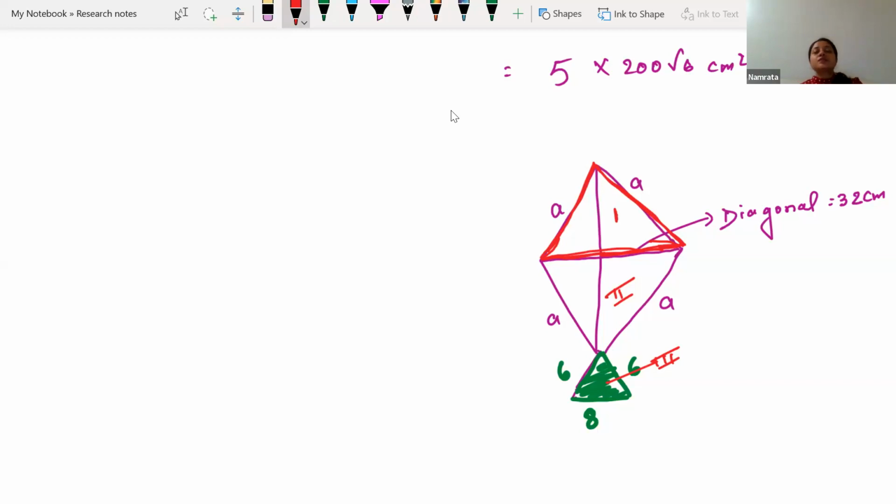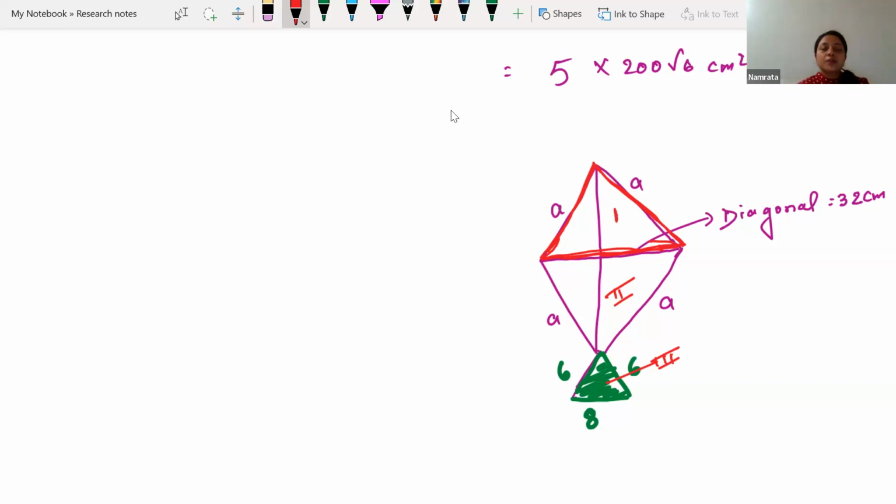So on the top, we can see 2 triangles or we can see a square. We can directly go and find the area of the square. But do we know what is the side of the square? We don't know. Okay. Diagonal, we know it's 32 centimeter. So with the help of the diagonal, we'll be finding the side of this square. Okay. So how will we be finding the side of the square?